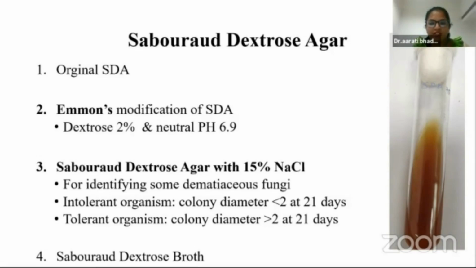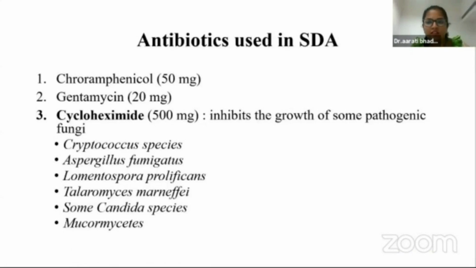We have to check the tolerance of NaCl. If the organism is intolerant, then the colony diameter will be less than 2 at 21 days, and if tolerant, the colony diameter will be more than 2. The fourth is Sabouraud Dextrose Agar and Sabouraud Dextrose Broth. In this SDA we will use antibiotics. The antibiotics we commonly use are chloramphenicol 50 mg and gentamicin 20 mg. So this is SDA with antibiotics.